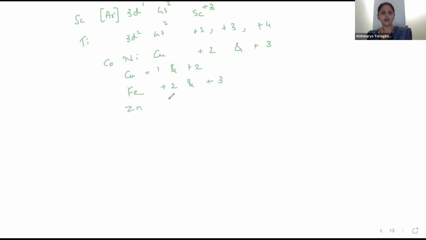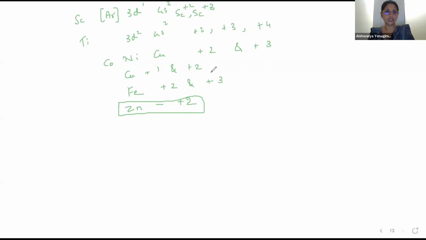Zinc is the atypical element. It has only +2. See again, the difference in behavior. Among the transition elements, we call zinc an atypical element because it has only one oxidation state, whereas all the other elements, scandium also, can show +2 and +3. Zinc shows only the +2 oxidation state, whereas the rest of the d block elements can exhibit more oxidation states.